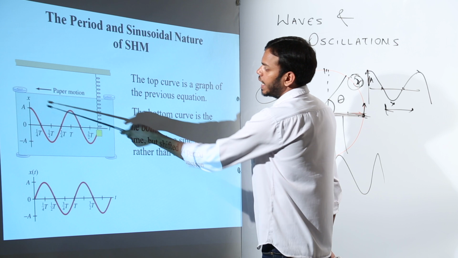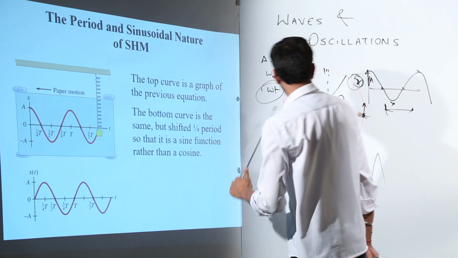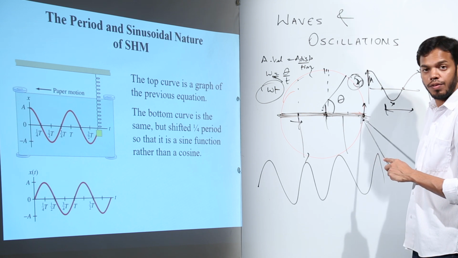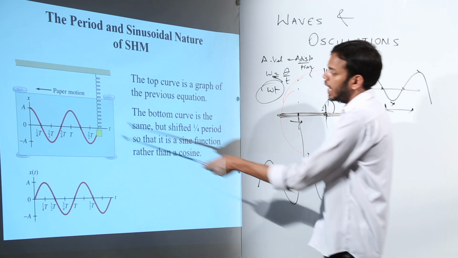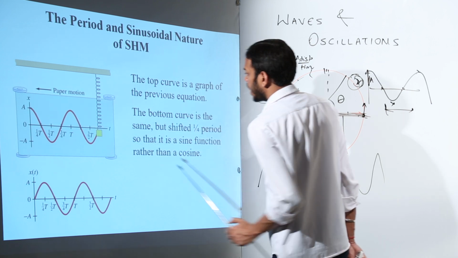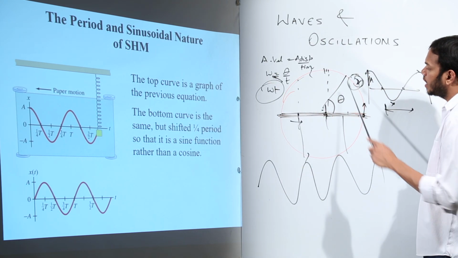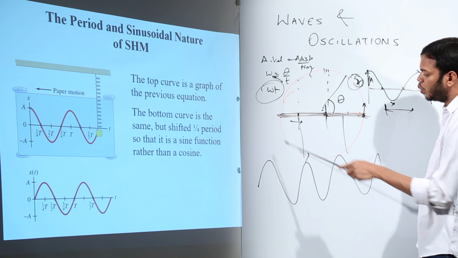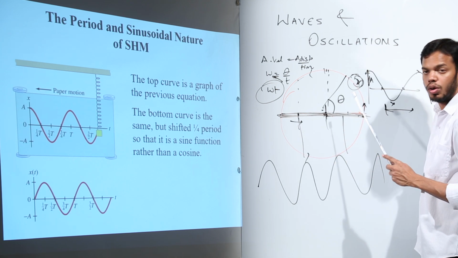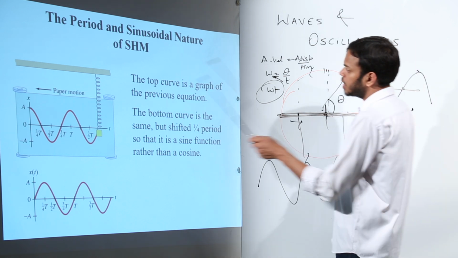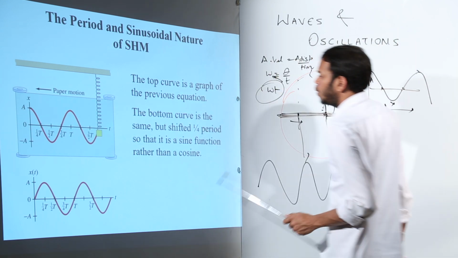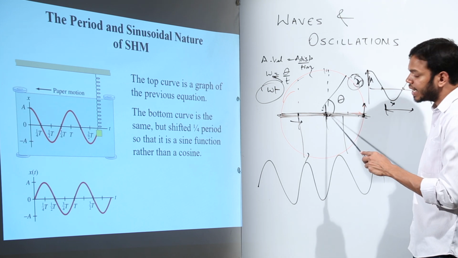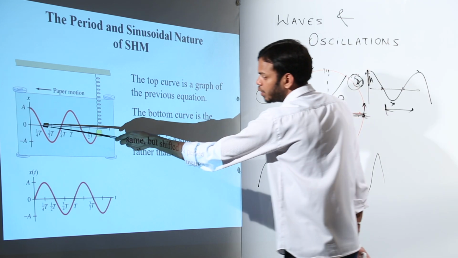Okay, now look at it. At time equal to 0, go back to the circular path. At time equal to 0, the object was starting from this point, that means maximum amplitude. Suppose the total time period is T: T/4, T/2, 3T/4 and T. So at t equal to 0, maximum displacement. At t equal to T/4, the projection reaches the center, so displacement is 0.